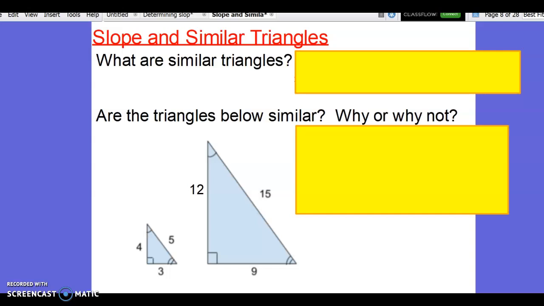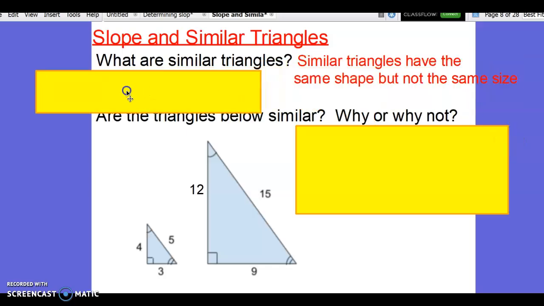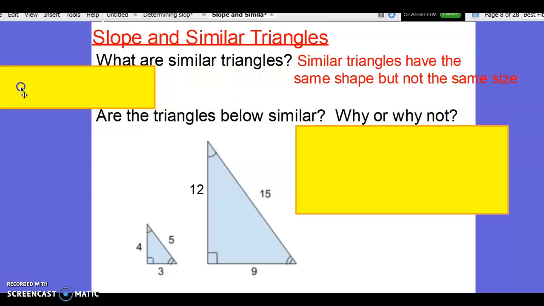Today we are going to talk about slope and how it relates to similar triangles. What are similar triangles? Do you remember what you have learned in the past? Well, similar triangles are triangles that have the same shape but not the same size. So one could be little and one could be big. They have the same general shape to them, but not the same size.